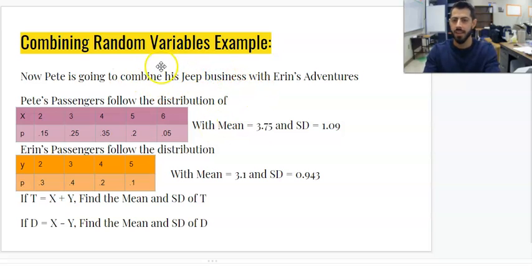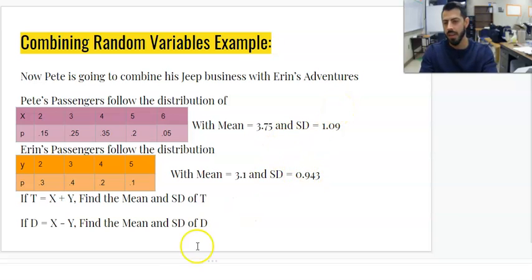Now, a visual example for this. Let's say that Pete and Aaron are going to combine their companies together. Pete's mean and standard deviation were 3.75 and 1.09. Aaron's business has a mean of 3.1 and 0.943. So if we want to find the mean and the standard deviation of the two of them together, then we would add these two means together, and we would square both the standard deviations and add them together.